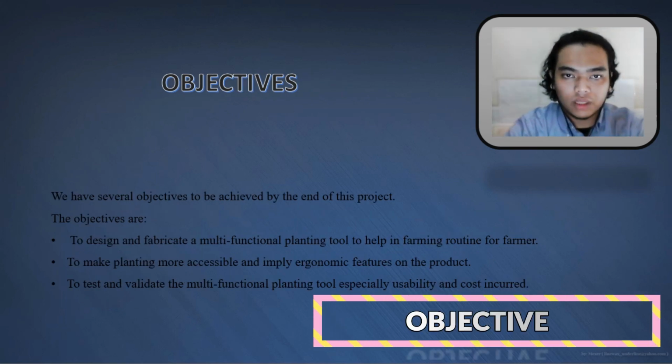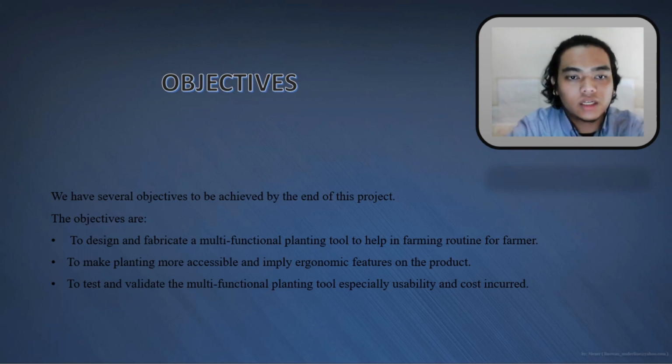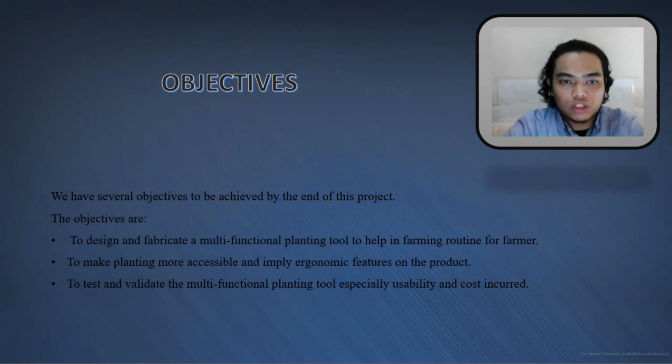Next are the objectives. We have several objectives to be achieved by the end of this project. The objectives are, first, to design and fabricate a multifunctional planting tool to help in the farming routine for farmers, to make planting more accessible and apply ergonomic features on the product, and lastly, to test and validate the multifunctional planting tool, especially usability and cost incurred.